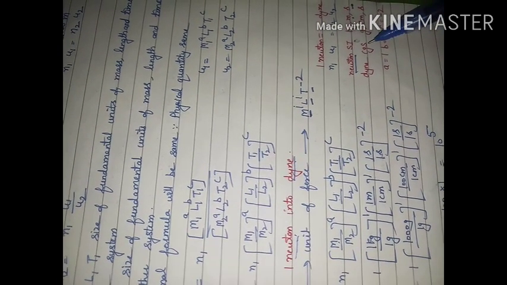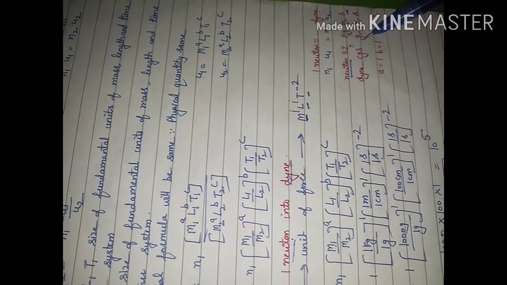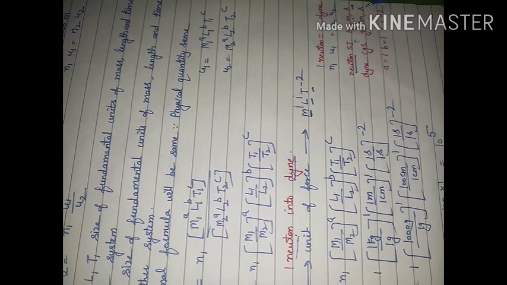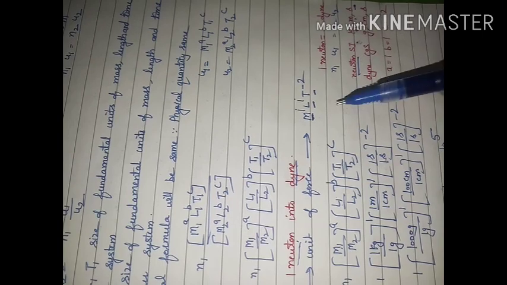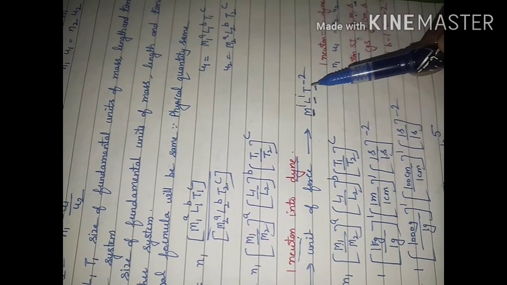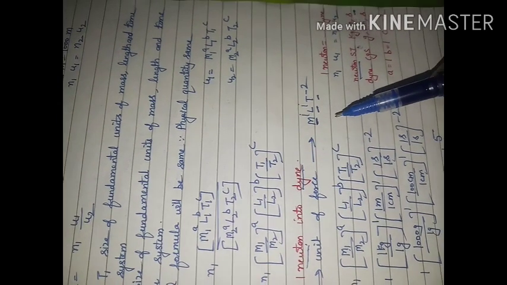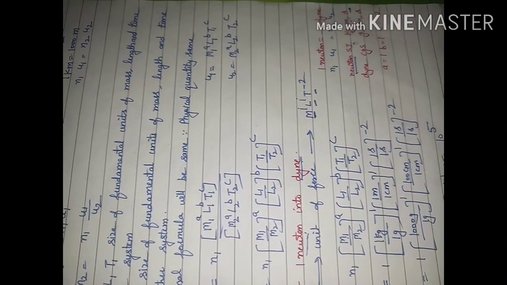In CGS system, mass we will consider in gram, length in centimeter, and time we will consider in second. Dimensions of mass, length and time will remain the same. Only the size of the unit to measure mass, length and time is going to differ.